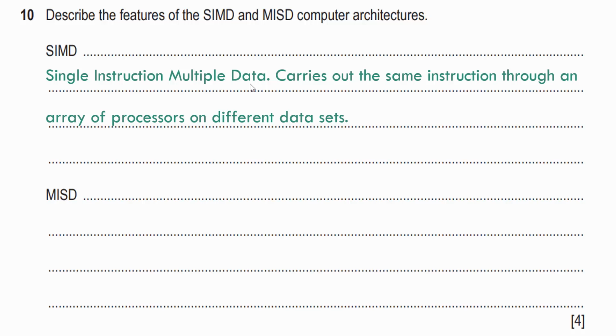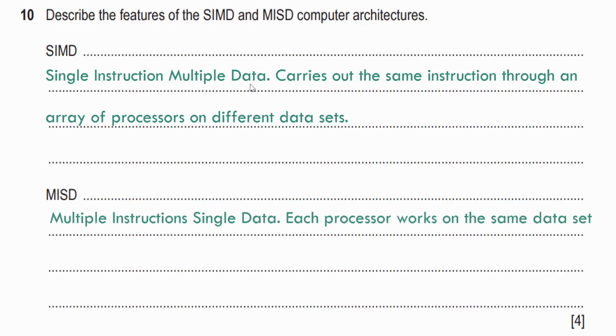Now, the MISD stands for multiple instructions, single data. So each processor is working on the same data set through multiple processors that are independent of one another. So they're working on the same set of data, but they're each following their own set of instructions because we have multiple instructions here. We have an array of processors. However, they're working independently of one another rather than together as a whole working on the same data set.